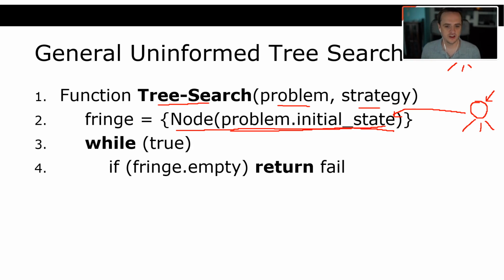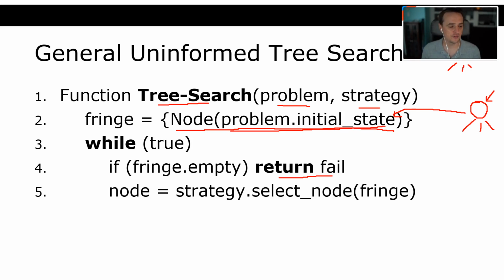If the fringe is ever empty, then that means we have run out of places to search and we haven't found our goal. And so that means we can return fail, which means that we have not found a path to a solution, right? So think about that. If our fringe of unexplored nodes is empty, then we have nowhere left to search, so we return fail.